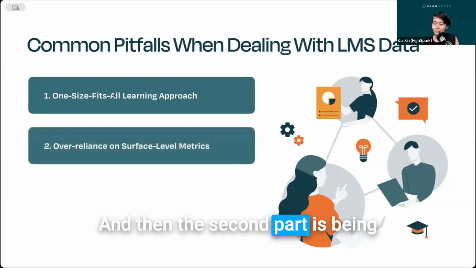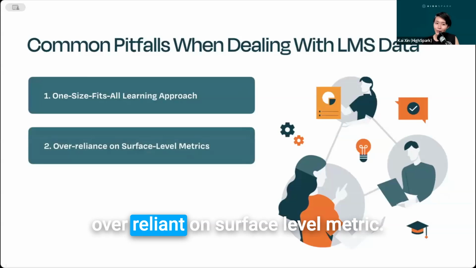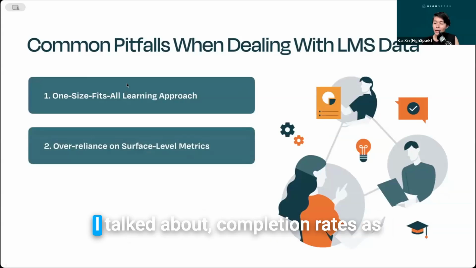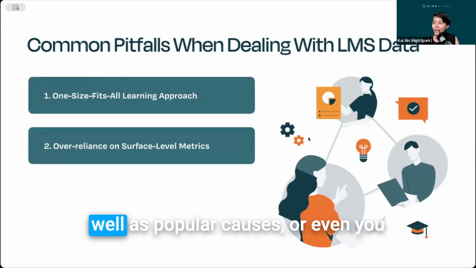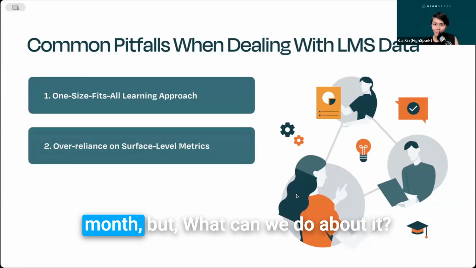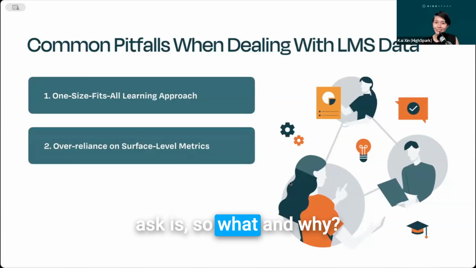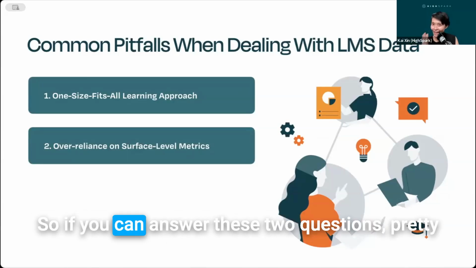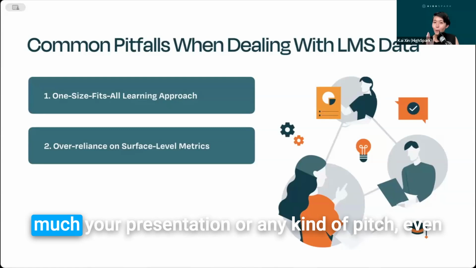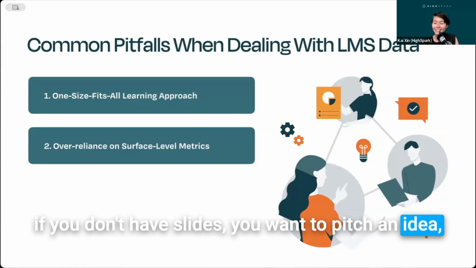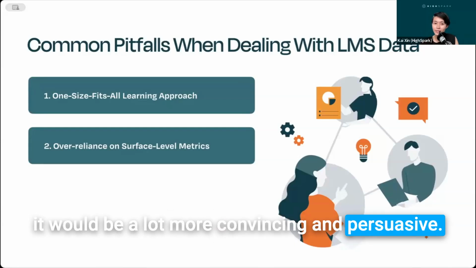And then the second part is being over-reliant on surface level metrics. I talked about your completion rates as well as popular causes, or even you might say a number of enrollments a month. But what can we do about it? The key question to always ask is, so what and why? So if you can answer these 2 questions, pretty much your presentation or any kind of pitch, even if you don't have slides, you want to pitch an idea, it would be a lot more convincing and persuasive.